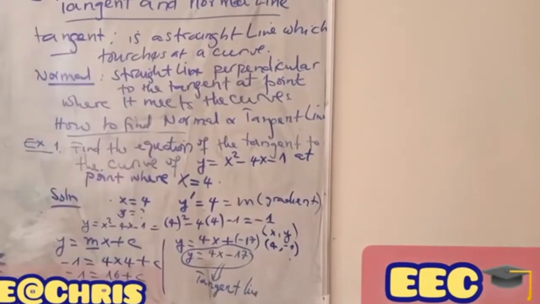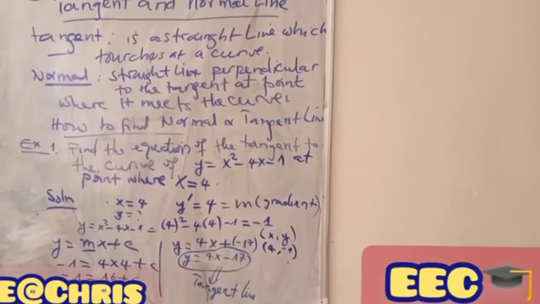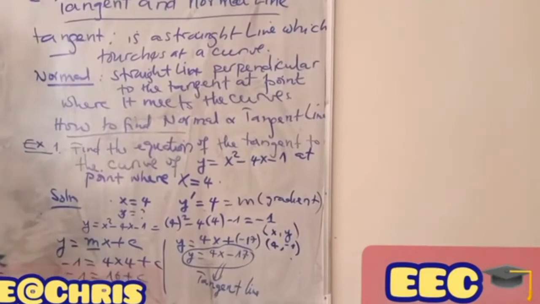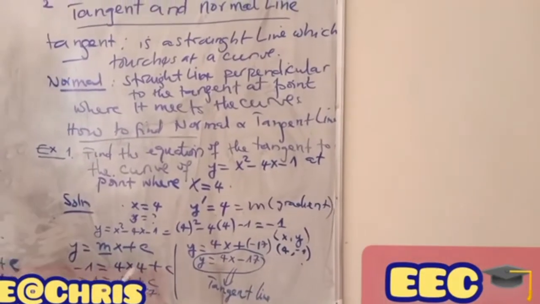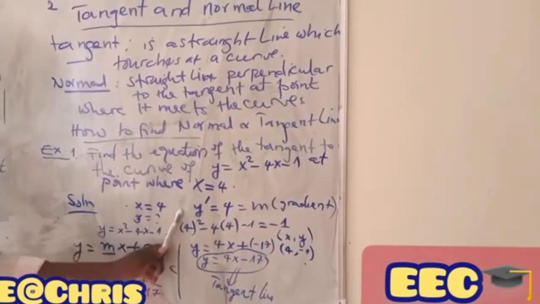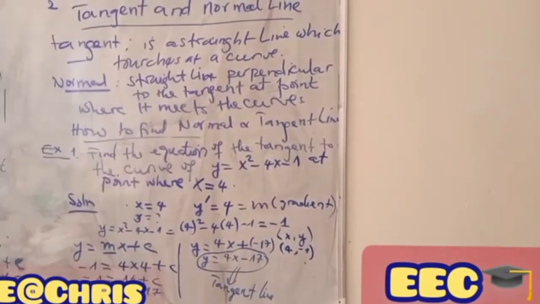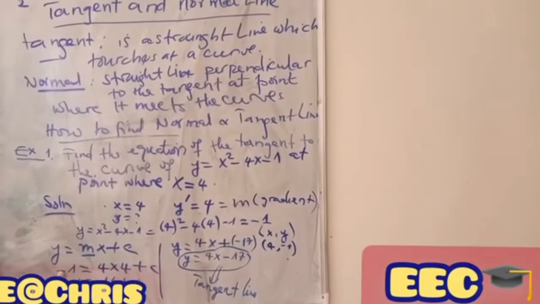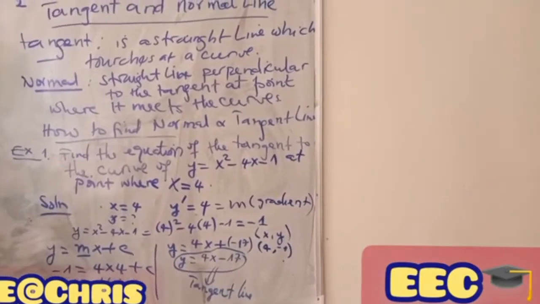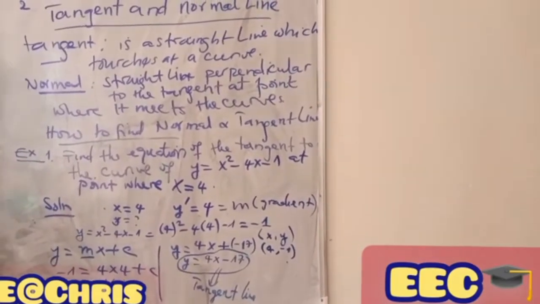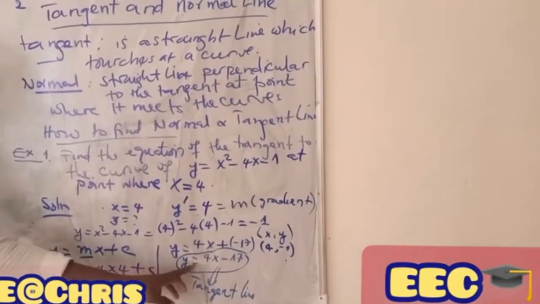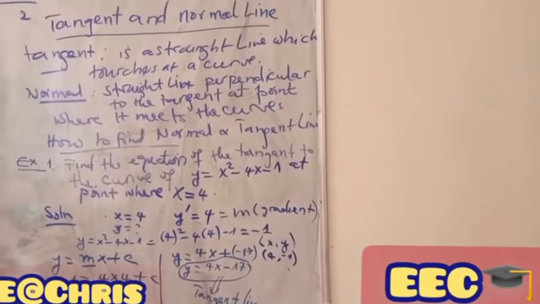This is our tangent line, and we can use this formula as the first step, or we can use another formula where you take the derivative of this one. After taking the derivative, use another formula, y minus y1 equals m times x minus x1, and then you calculate it and you will get an equation which looks the same as this one.